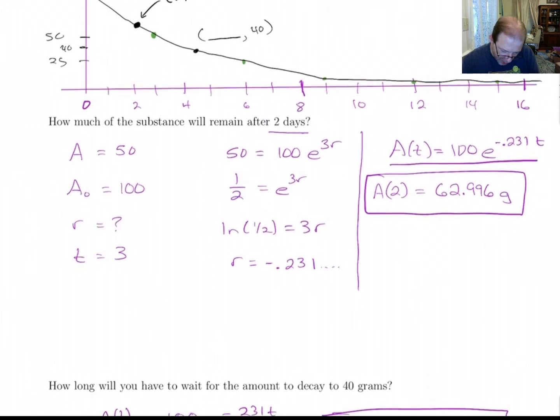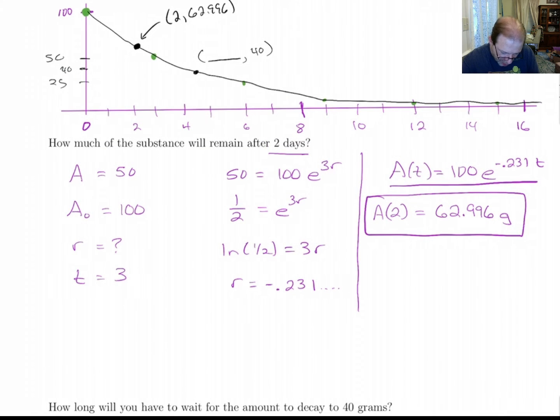And how's that compare up here with my drawing? Not very good. I've got it on the wrong side of 4. But that's okay. It's just a rough drawing anyway.